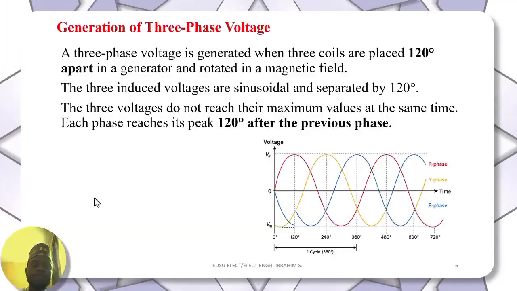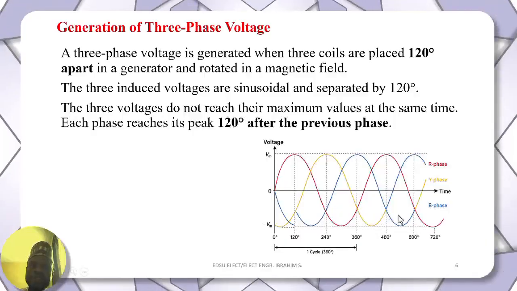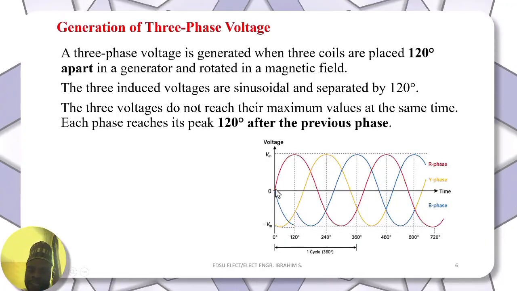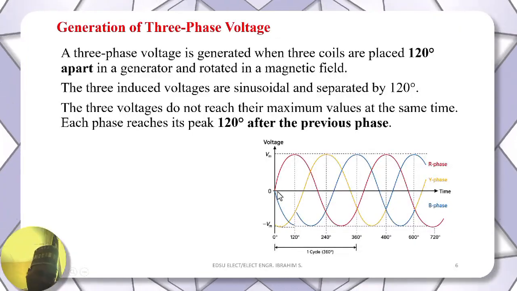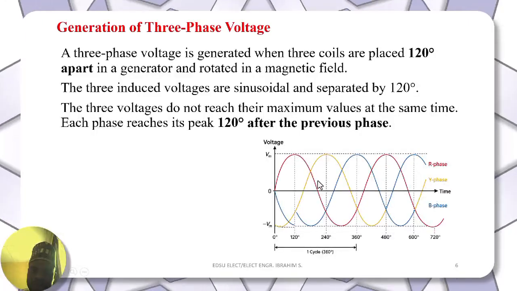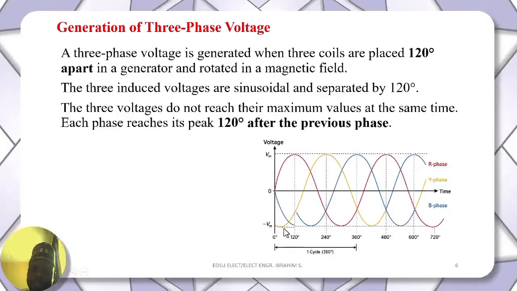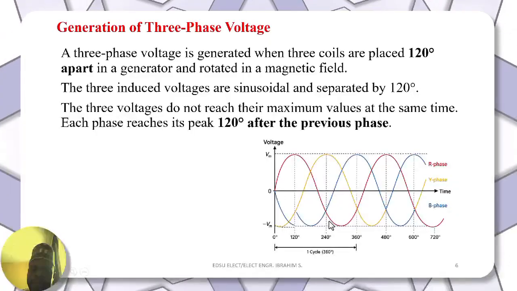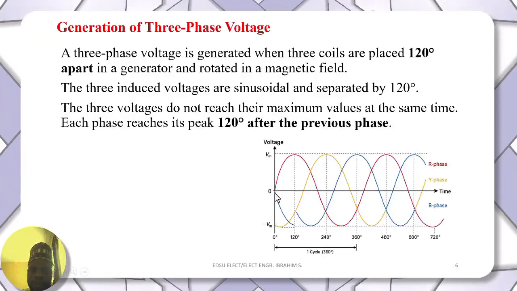Now, generation of three-phase voltage. As you can see from this diagram, a three-phase voltage generator has three coils placed 120 degrees apart. As you can see, we have R, Y, B. From here, you can see that the red is starting from 0, the yellow is starting from negative 120, and the blue goes like this, which is positive, the blue is supposed to be positive 120.